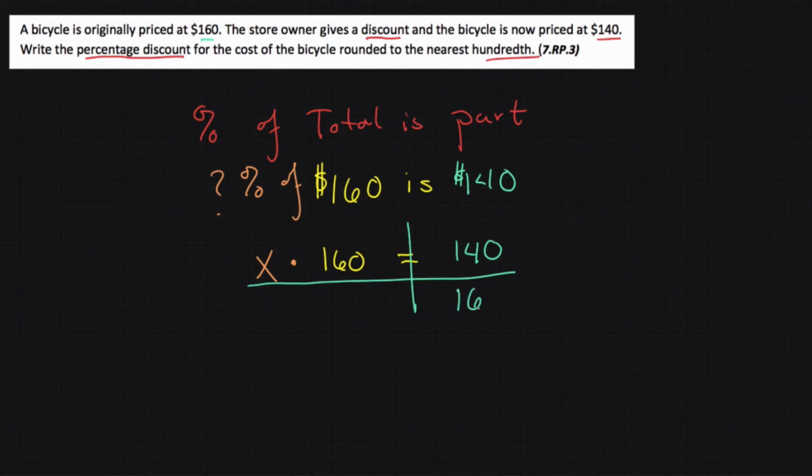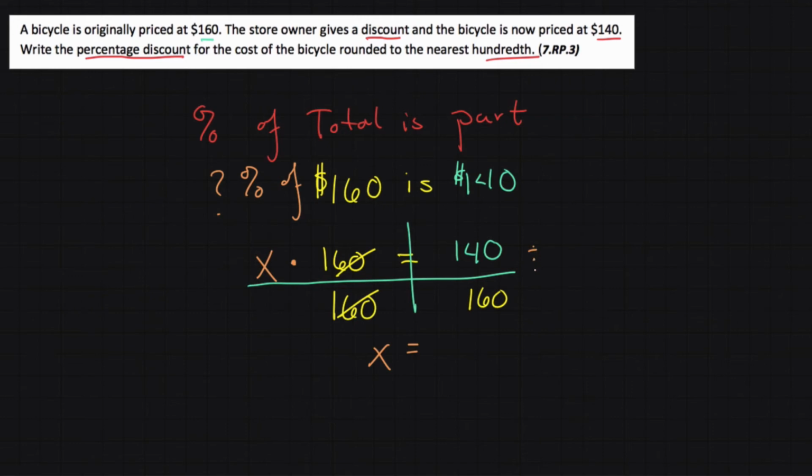140 divided by 160, should change that color, 160, right? And if I divide this side by 160, we know that these will cancel out, right? So algebraically, 160 divided by 160 leaves us with just one x. So we're left with x equals 140 divided by 160. Right, so time to get out your calculator, see if we can do this by hand.